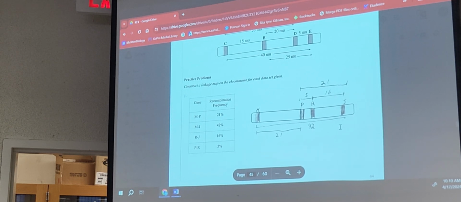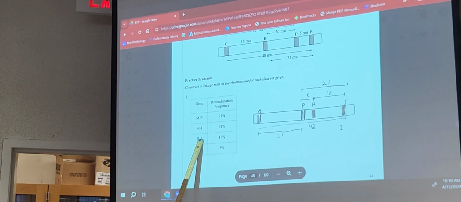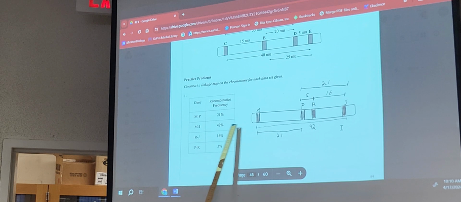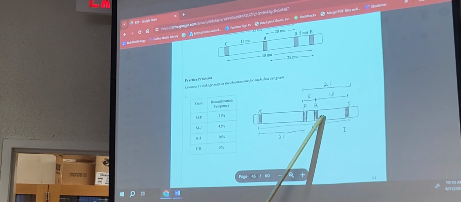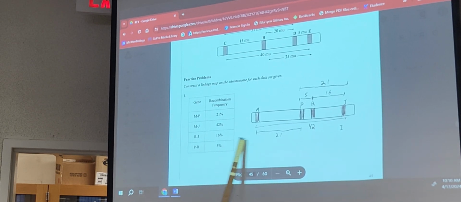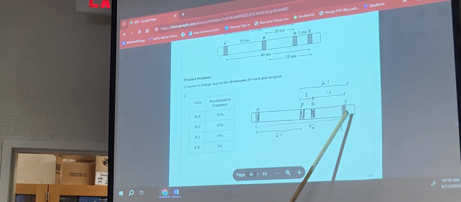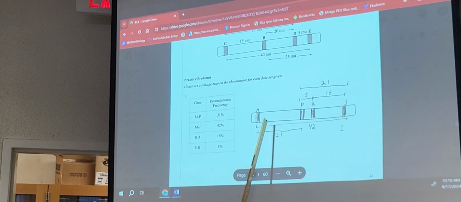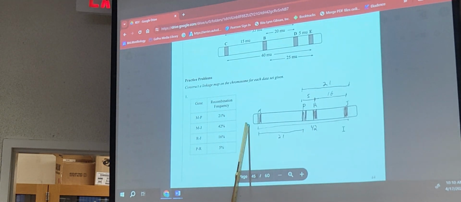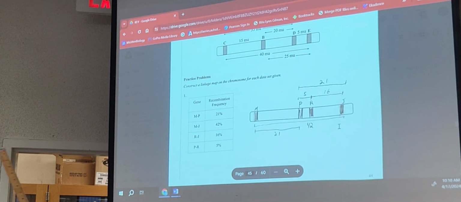Yes, no? So we've got M, P, R, and then we look at the J. Well, we know, oh wait, we didn't know that was. So P to R is 5, R to J is 16, so we have to be here for 16, because we have 42 for the M to I, or M to J, my fault.